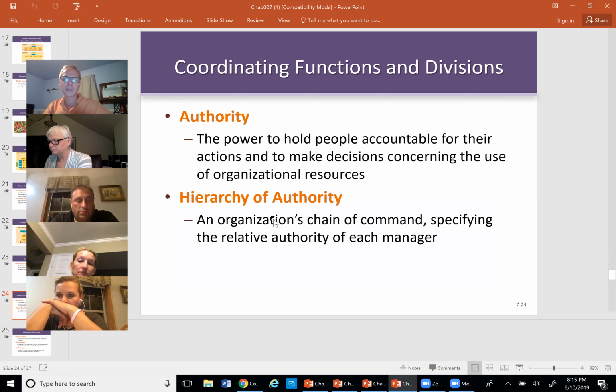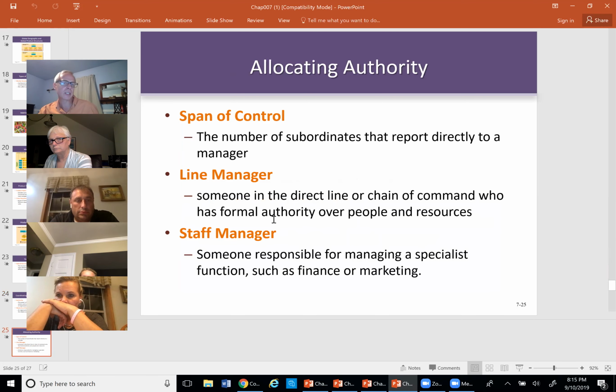Earlier we talked about authority, holding people accountable for their actions. Authority comes from your place on the food chain, from the org chart. We talked about span of control, which is just some vocabulary here. Span of control is the number of subordinates who report directly to somebody. Line and staff manager are terms we hear a lot in the business literature, and not everybody's got a handle on that.